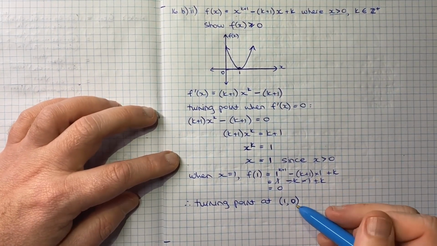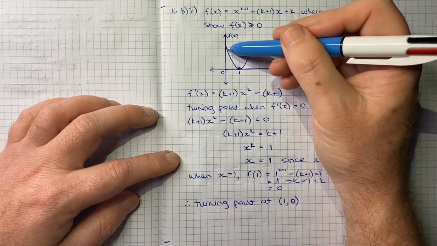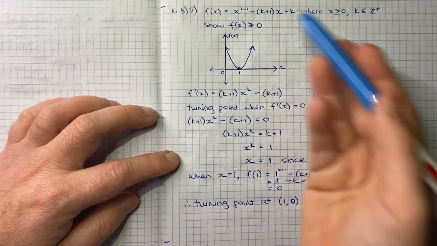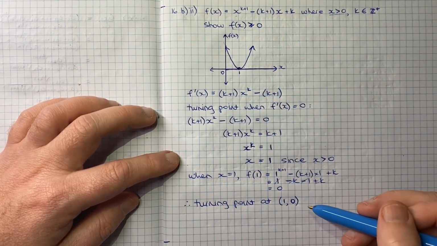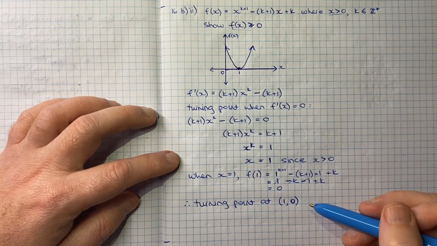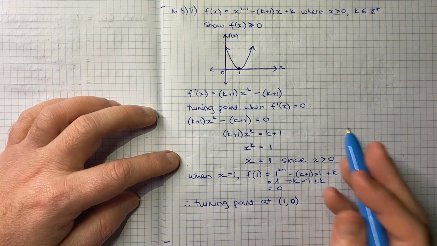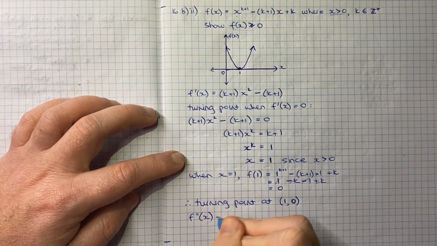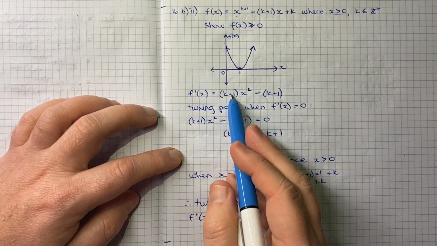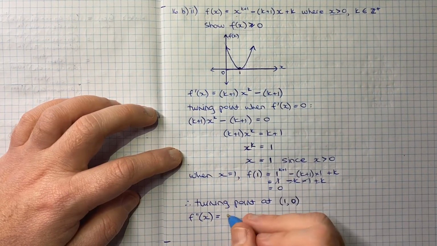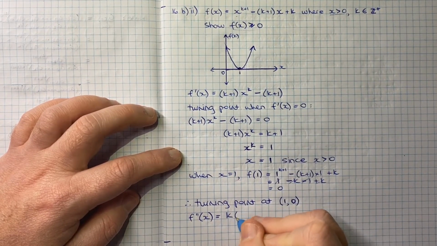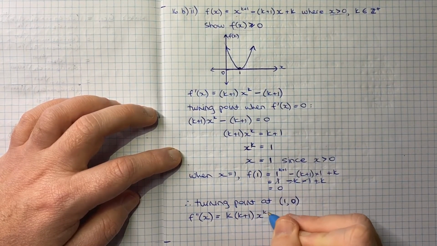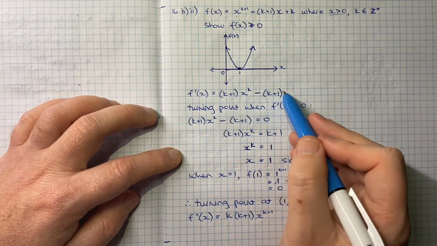Is it a max or a min? If it's a minimum turning point, it's good news. If it's a max, well, we're in trouble. So you kind of know it's going to be a min, but you have to show it. So to do that, we find the second derivative. So the second derivative, f double dash x, will be, we'll bring our k down. So we'll get k times (k plus 1), which was already there, and then x to the k minus 1, and then this will drop away.